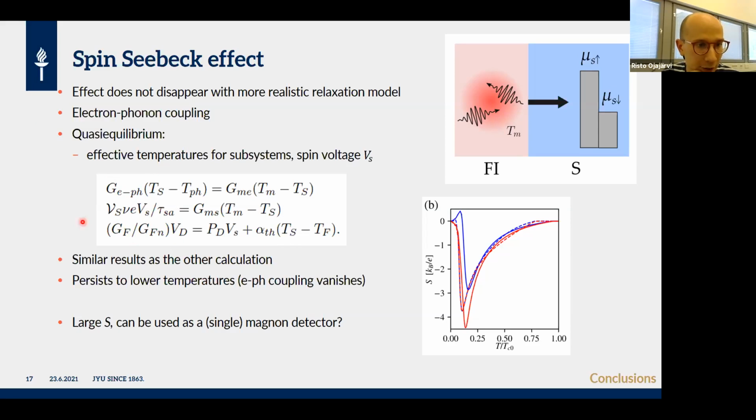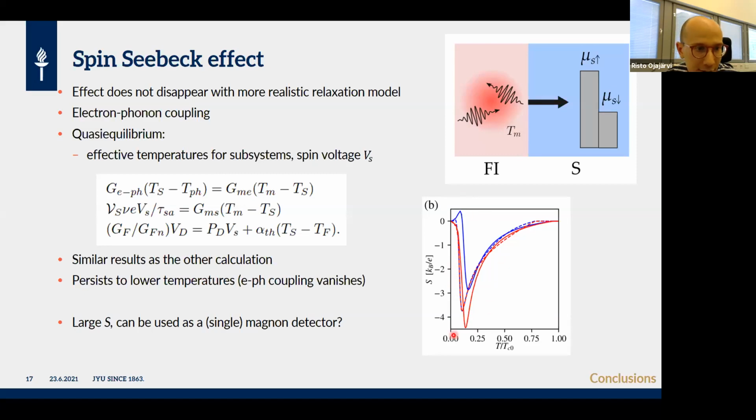So, okay, it's a fairly complicated system, but of course it's a linear system, so it can be solved. And it gives a similar kind of Seebeck coefficient as the previous calculation. So it supports this calculation. Some features are different.